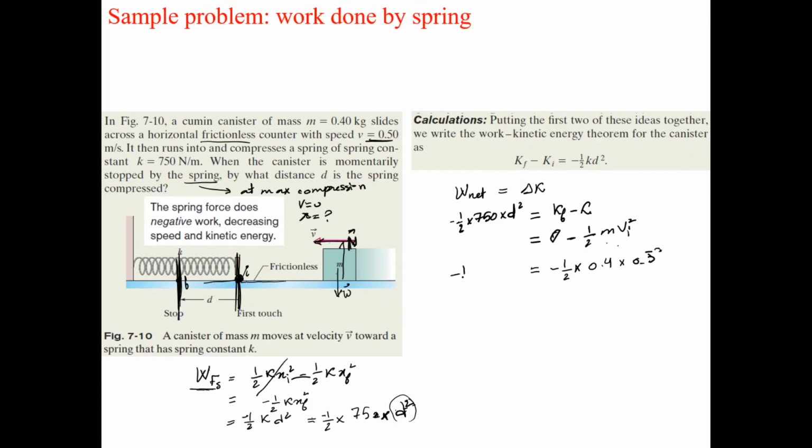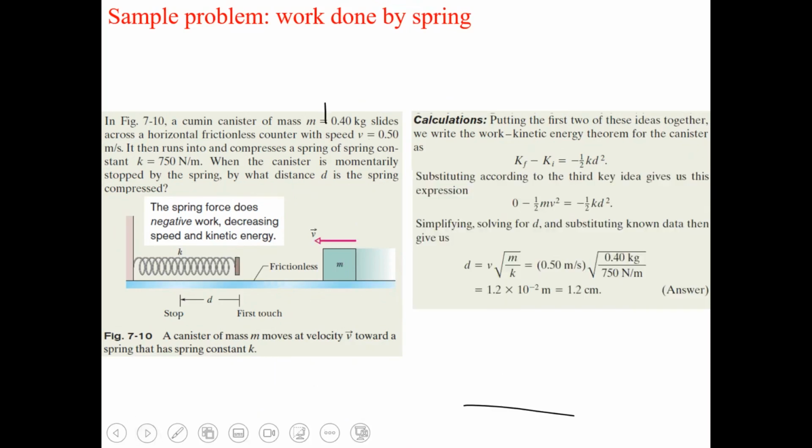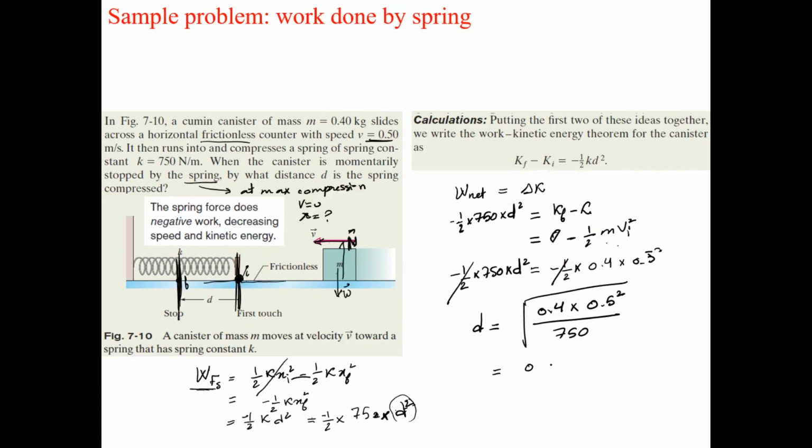And let's look at our other side of the equation. You can see how d is now the only unknown. I can solve for d. I'll cancel these out first. I get d is the square root of 0.4 times 0.5 squared over 750. I will solve for d. This is the maximum compression of the spring. You should get 0.012 meters or 1.2 centimeters.